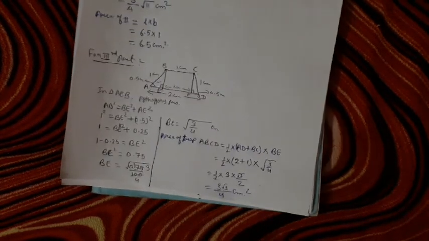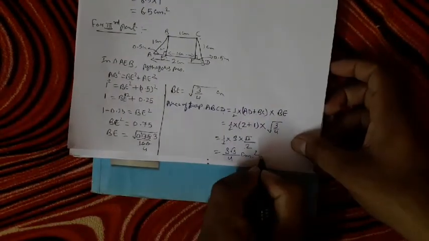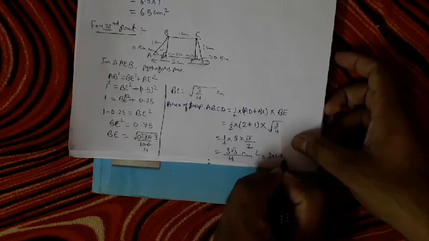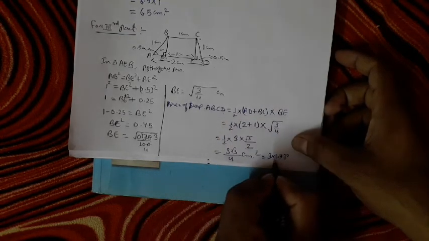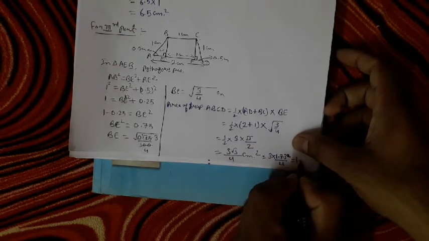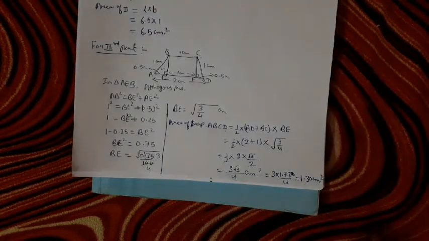Got it? If you want to solve it further, you can write 3 into the value of root 3, which we know is 1.732, taking only up to 2 decimal places, divided by 4. When you solve it, you'll get approximately 1.30 centimeter square.